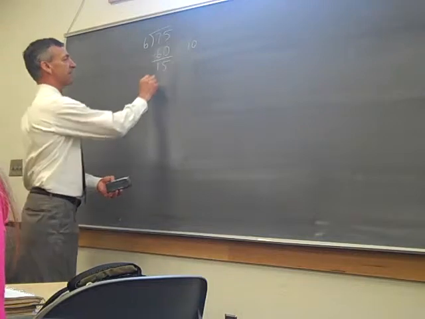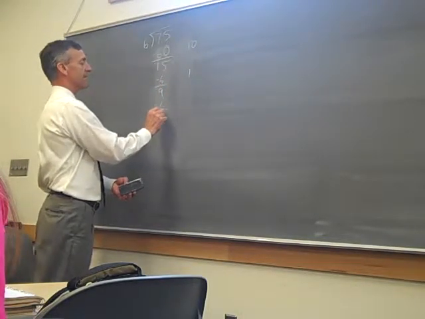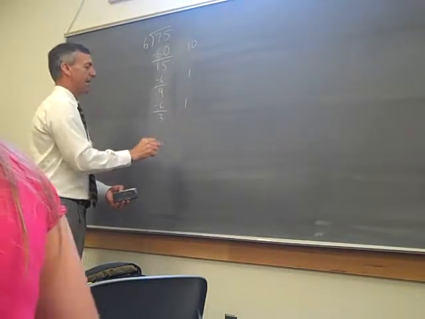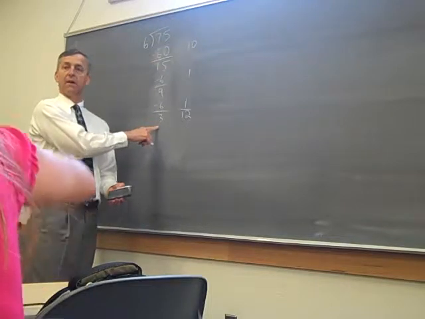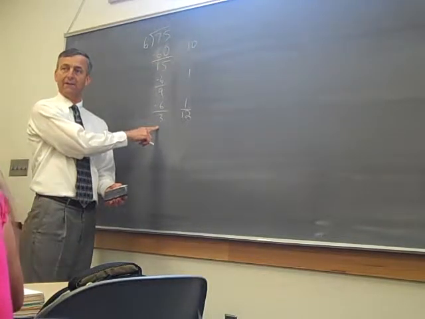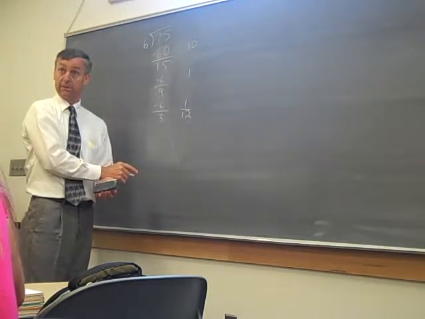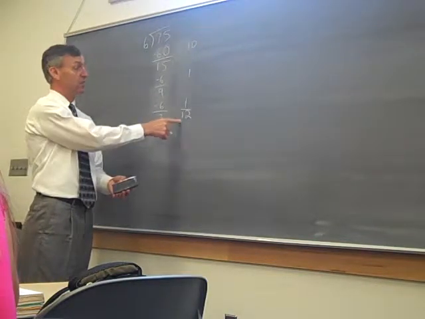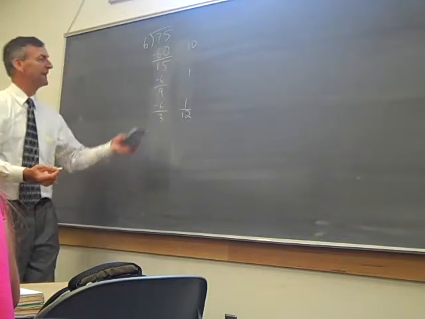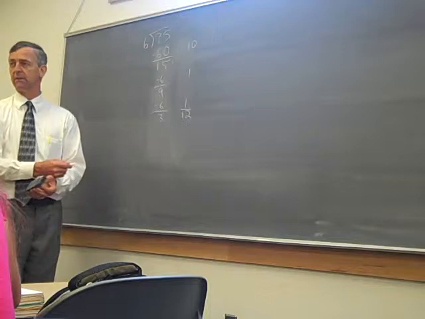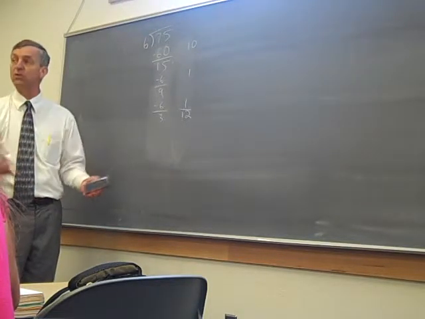Then I could take out a 6 here, leaving me with a 9. Take out another 6, leaving me with a 3. And my answer is 12 with a remainder of 3, right? Or 12 with a half of a 6 left. So it would be 12.5. Does everybody see how I'm getting that? I'm repeatedly subtracting. The algorithm developed by trying to take out as much as we can.